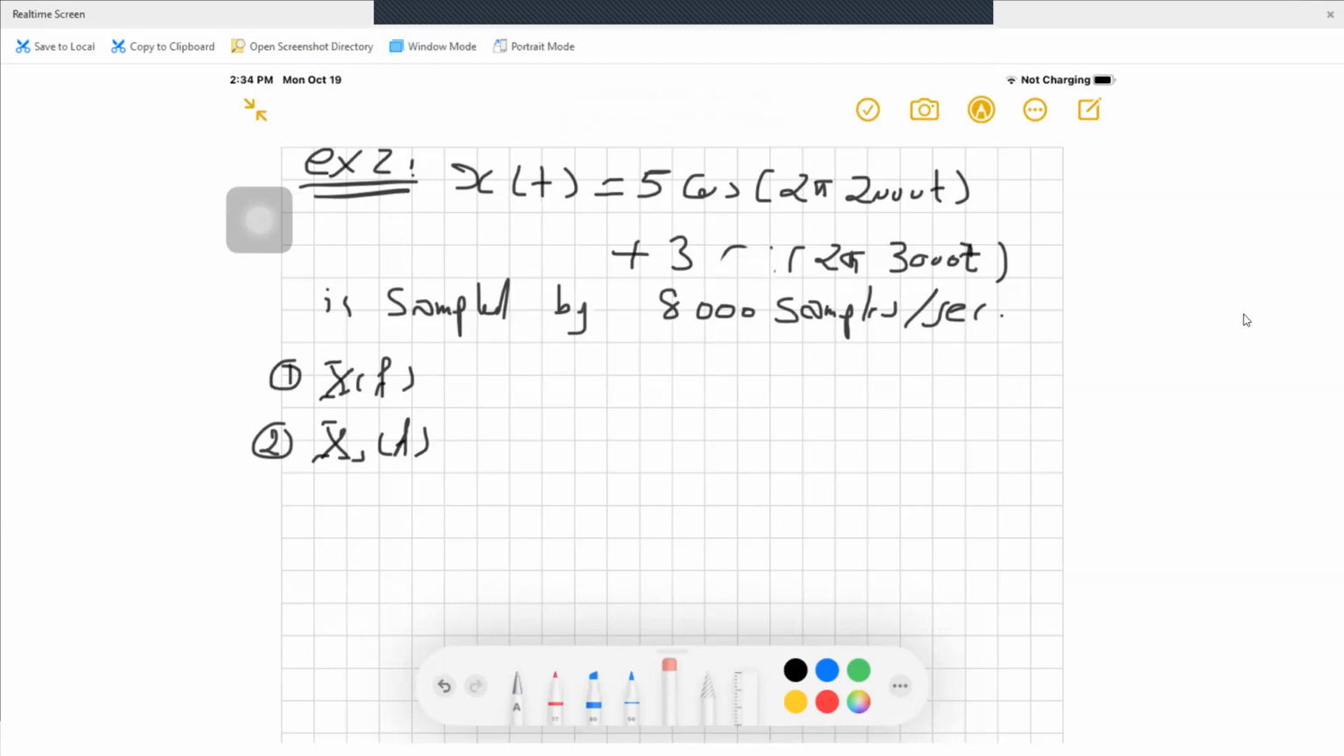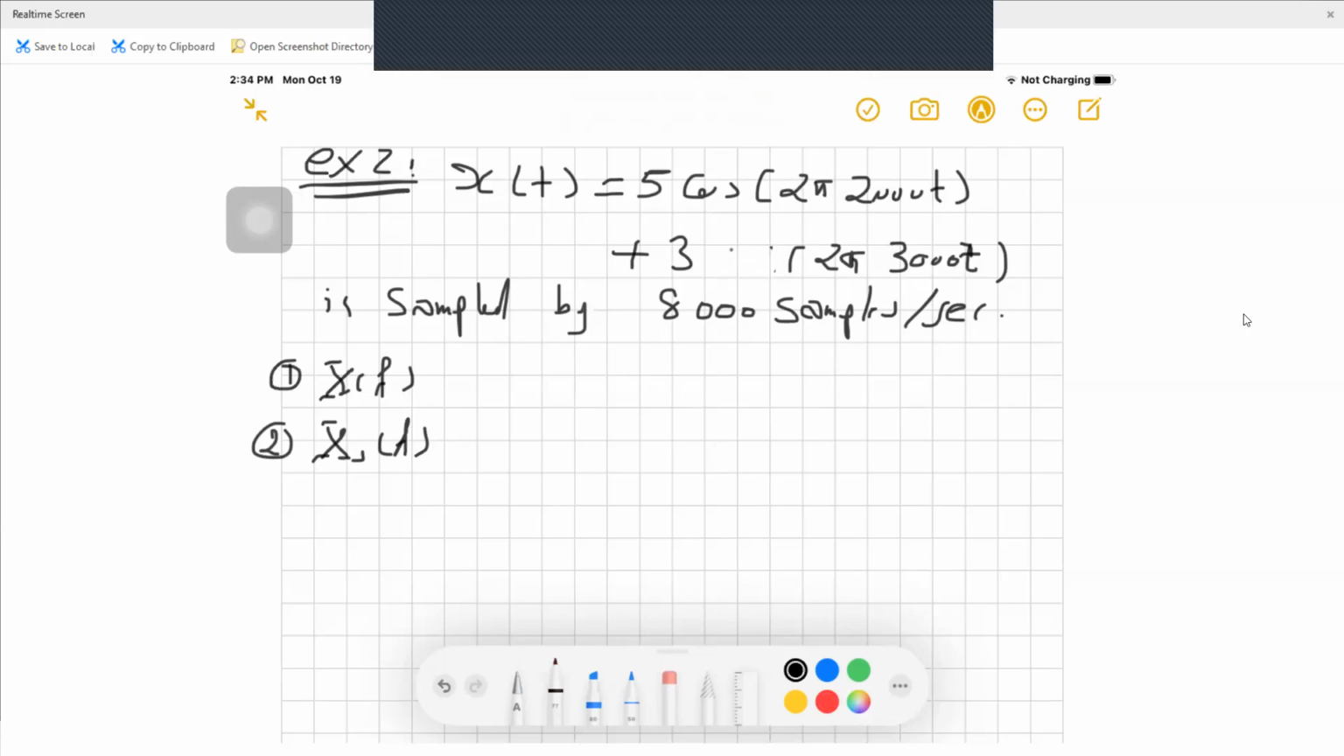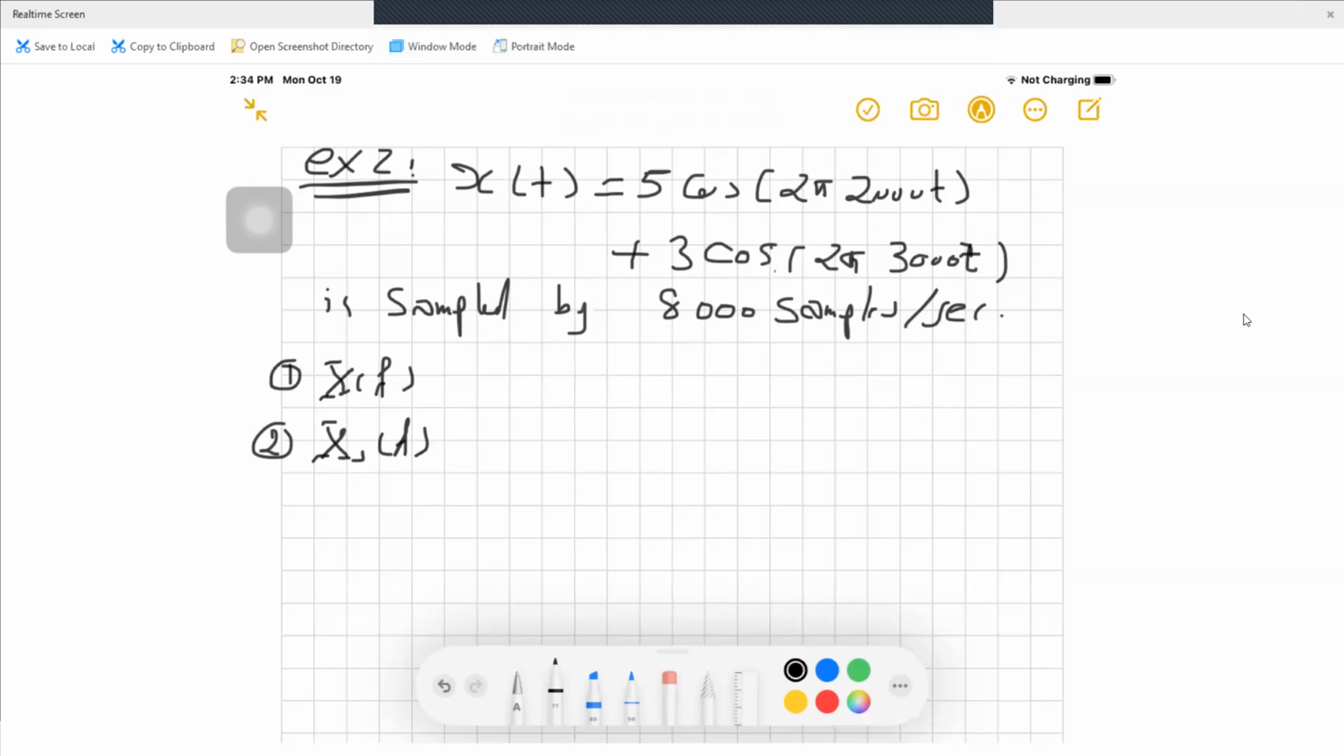First of all, let's talk about the signal x of t. Now, look at this signal. This time we have 2 components, component number 1 and component number 2. Now, they are different in what? In frequency. In this signal, we have 2 frequencies.